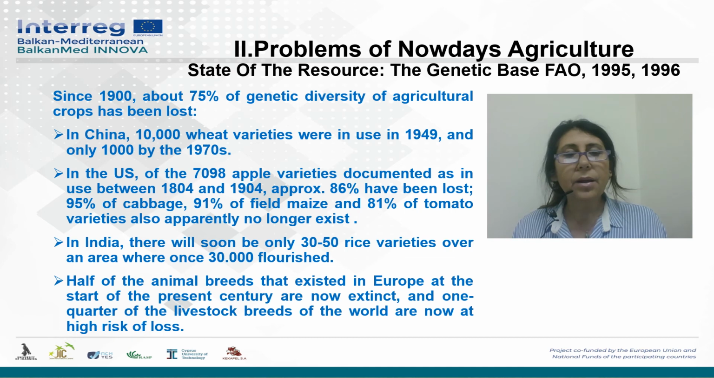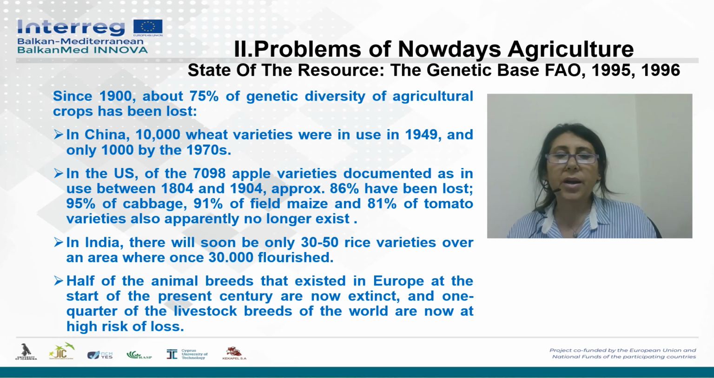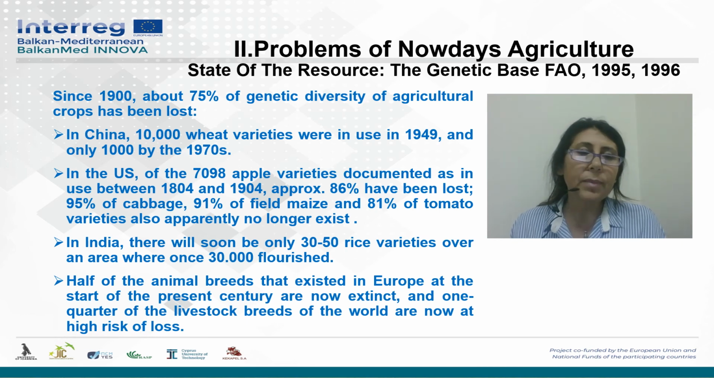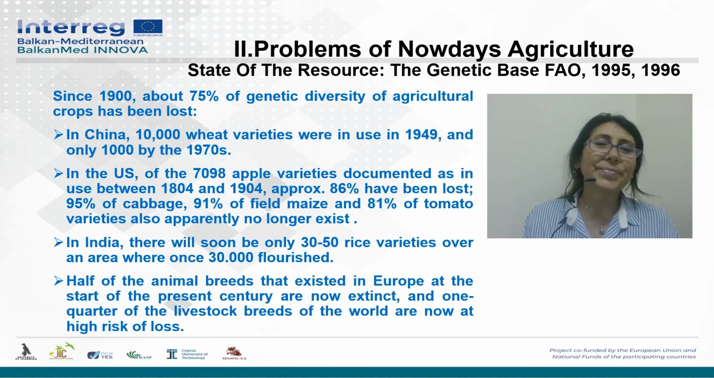In India, there will soon be only 30 to 50 rice varieties over an area where once were 30,000 varieties of rice. Half of the animal breeds that existed in Europe at the start of the present century are now extinct, and 1/4 of the livestock breeds of the world are now at high risk of loss.